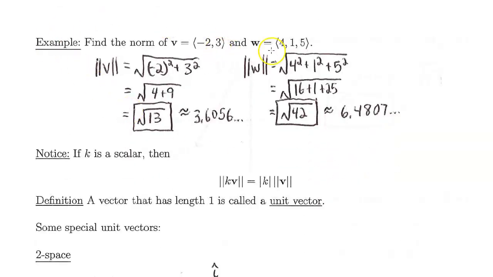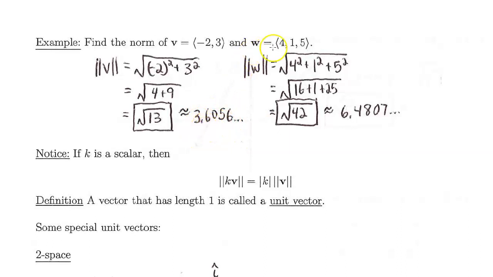Okay, so just a couple quick examples. These are super easy. If v is -2, 3, what's the length of v, or the norm of v? Well, it'll be the square root of -2 squared plus 3 squared. So that ends up being the square root of 13, which is about 3.6056. Okay, so you could actually draw that vector that goes from 0, 0 to -2, 3, and it would have a length that you would see is between 3 and 4.